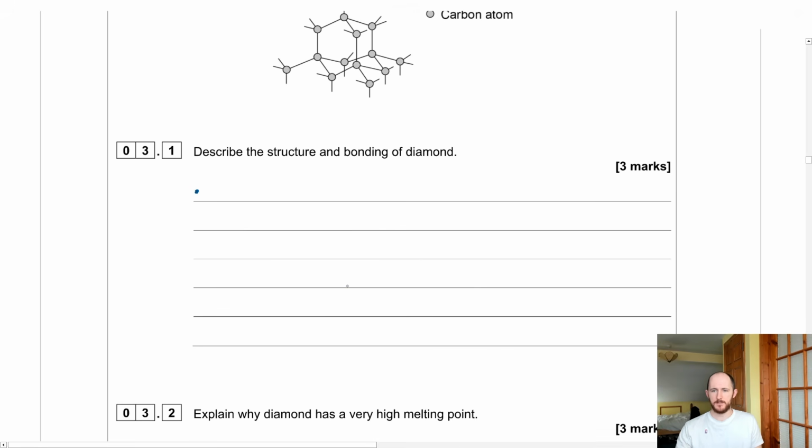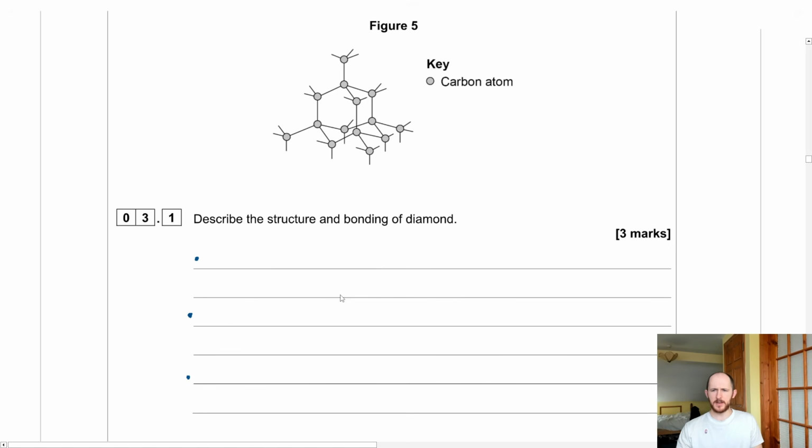So in terms of the structure and bonding, again, we have 3 marks. I'm going to put 3 bullet points. There's only a few things you need to say. One is the type of structure it is. So it is called a giant structure. You can also say that it's macromolecular. You can say it's a giant lattice. Those are completely fine. Now, in terms of bonding, there is covalent bonding.